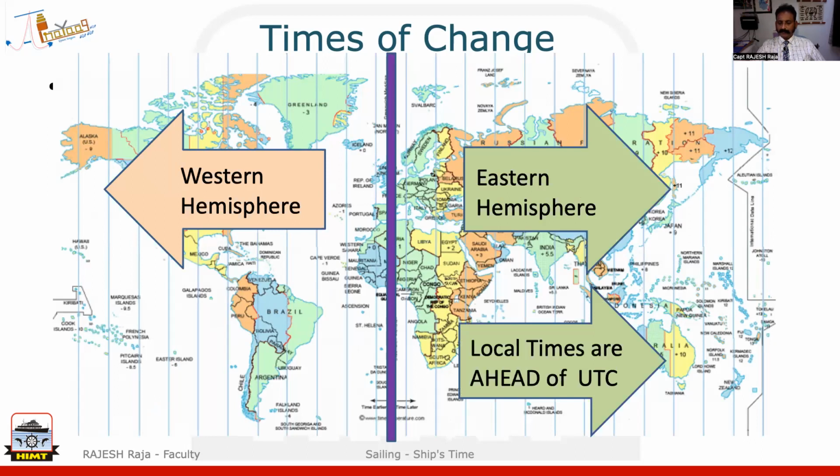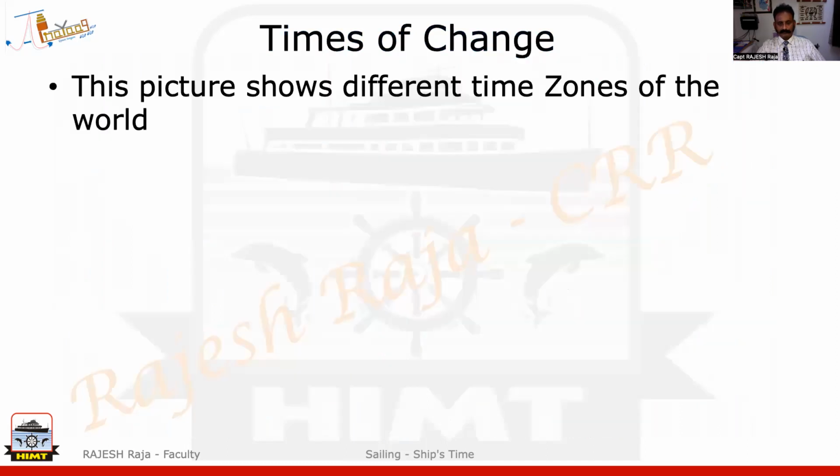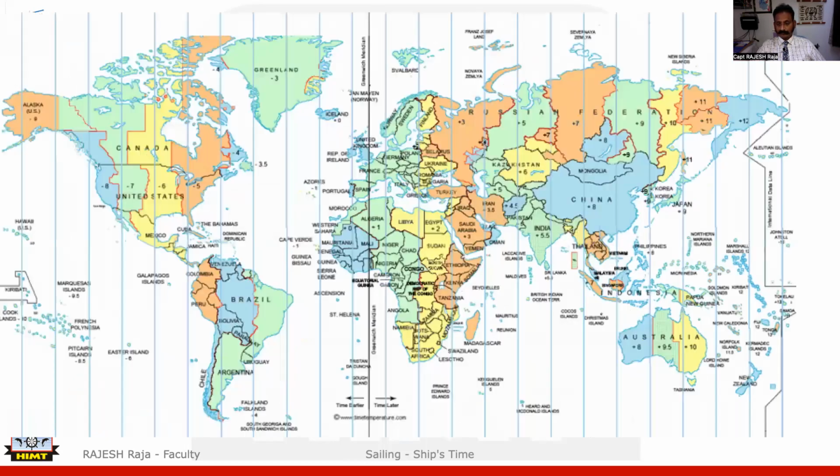You will see all the local times in this region of Eastern Hemisphere will be ahead of your Greenwich or UTC. Similarly, all this will be behind the UTC. So this is how the local times you will see will be distributed. I'm going to show you one more picture where different places will keep different zones of times. So let me just quickly show you.